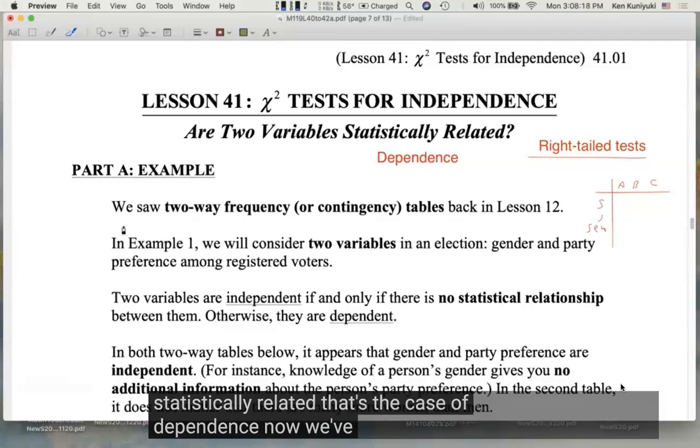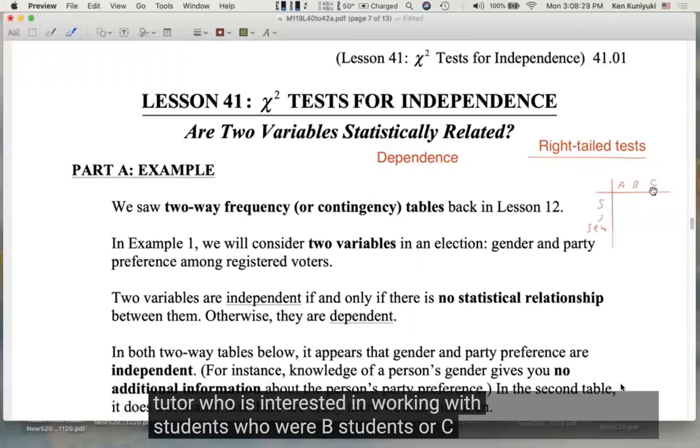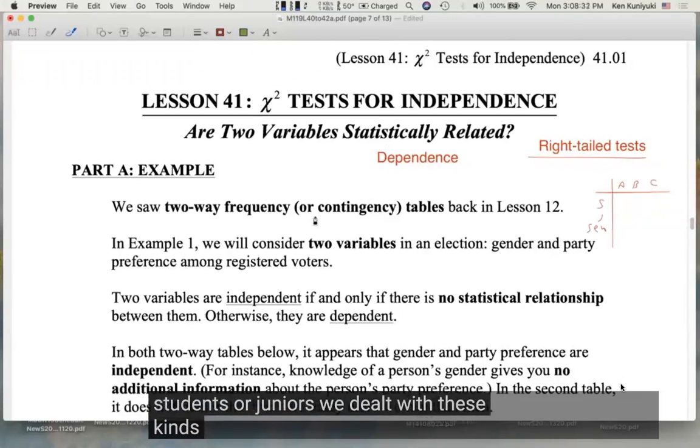Now, we've dealt with two-way frequency or contingency tables before. For example, when we talked about the tutor who was interested in working with students who were B students or C students or juniors, we've dealt with these kinds of tables before.